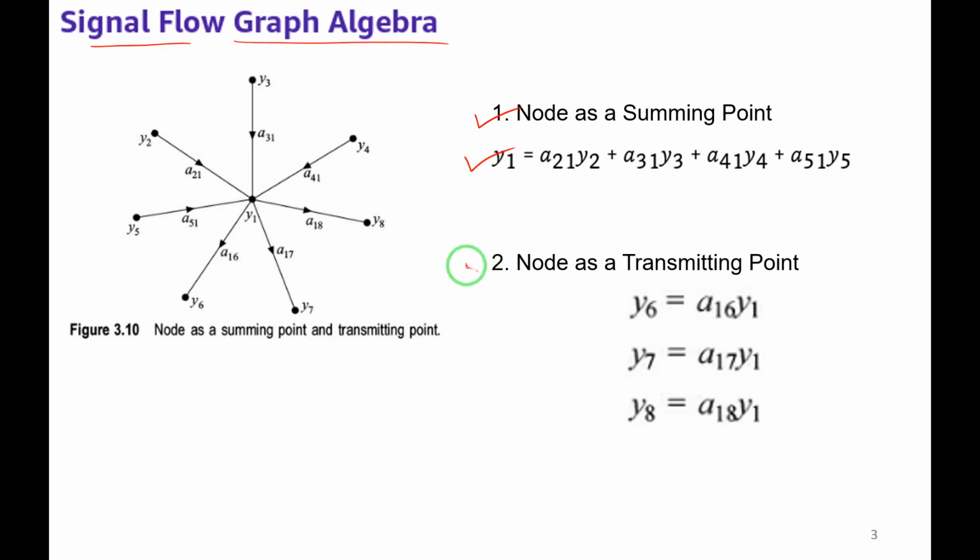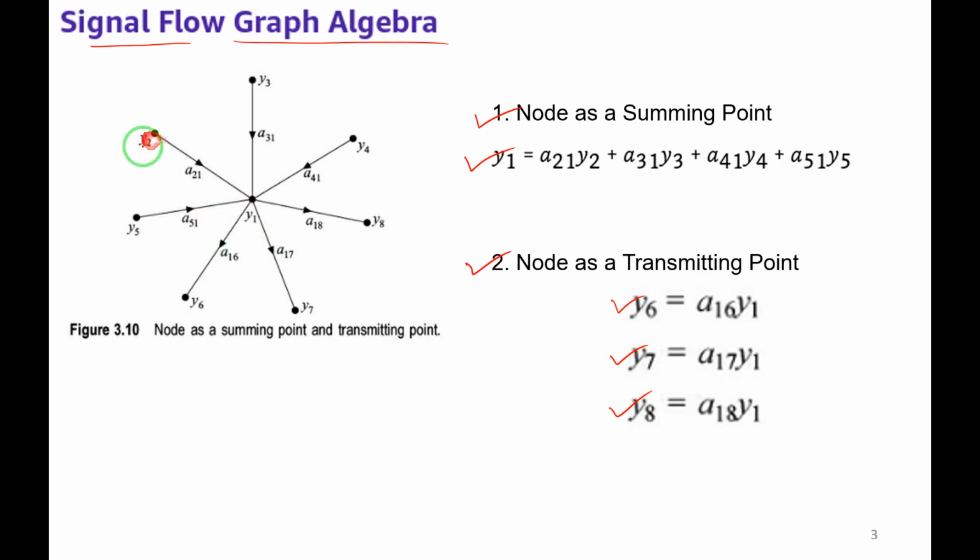Next we will see the node as a transmitting point. You can observe here the nodes y6, y7, y8. They are the transmitting points. Let us take how they act as a transmitting point. Consider y6. The signal from y1 is coming multiplied by the gain, so y1 into a16 is y6. The signal is transmitted from y1 to y6, hence we call y6 a transmitting point. Similarly, observe y7. The signal from y1 is coming multiplied by the gain a17, so y7 is a transmitting point, and likewise y8.